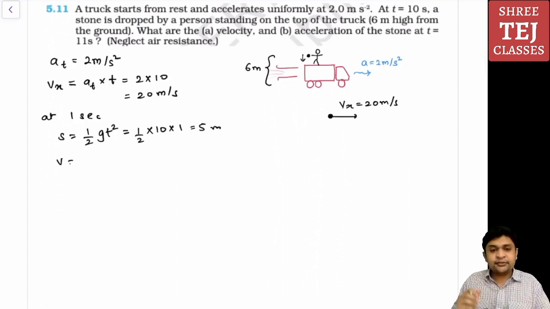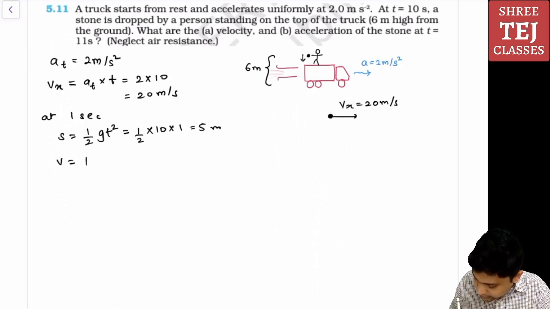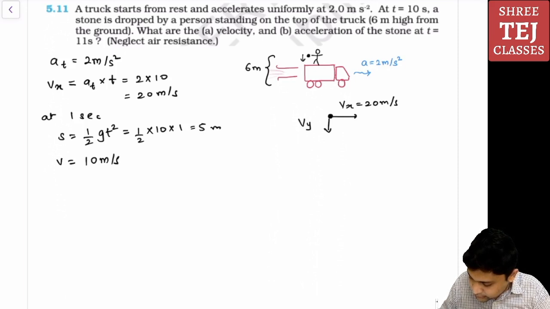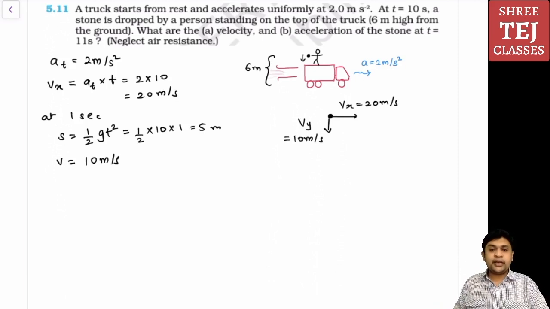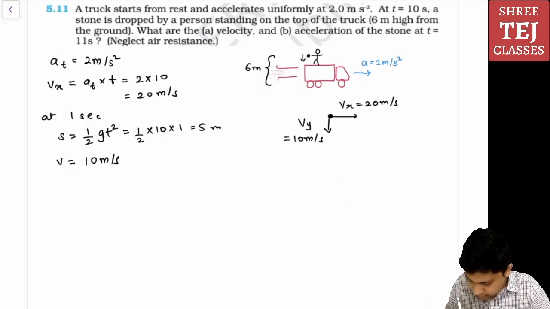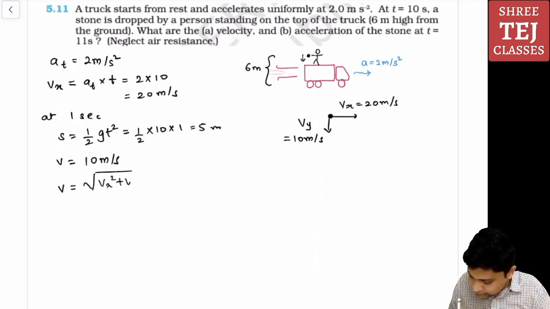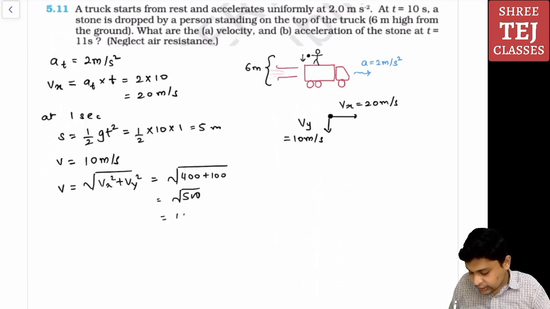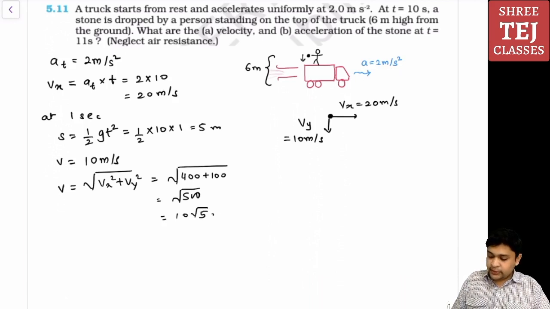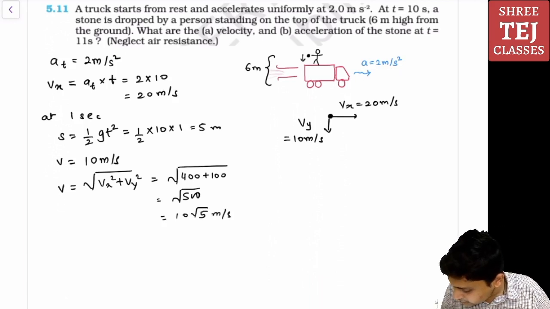And velocity is v equal to u plus at. u is 0. So it will be just 10 meter per second. So here Vy is equal to 10 meter per second. So what will be the net velocity? Net velocity would be root of Vx square plus Vy square, which would be root of 20 square is 400 plus 100, which will be root of 500, which is 10 root 5. 10 root 5 meter per second would be its net velocity.